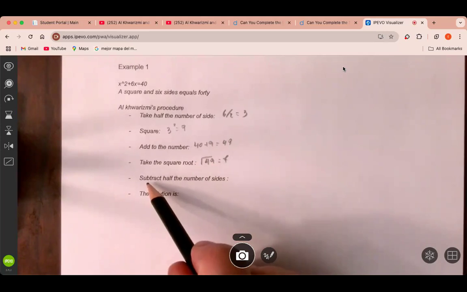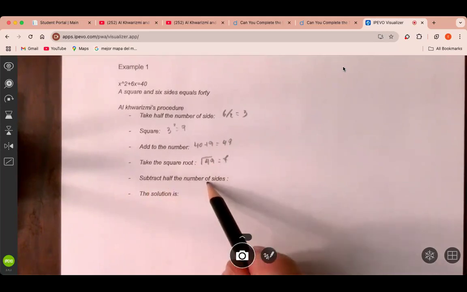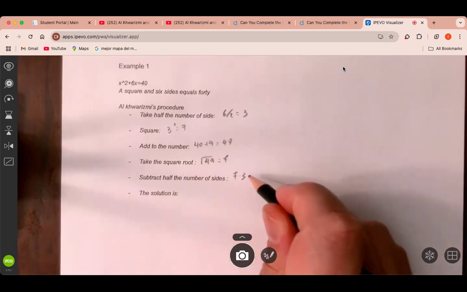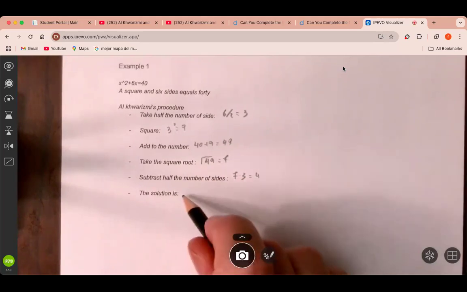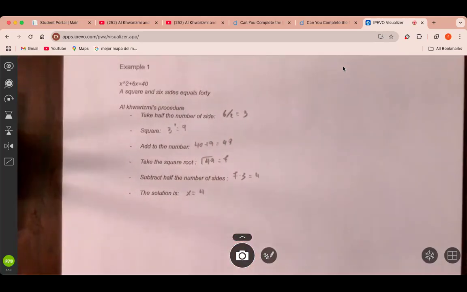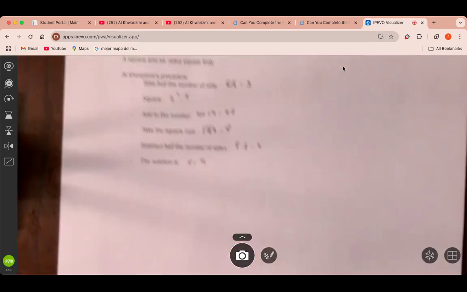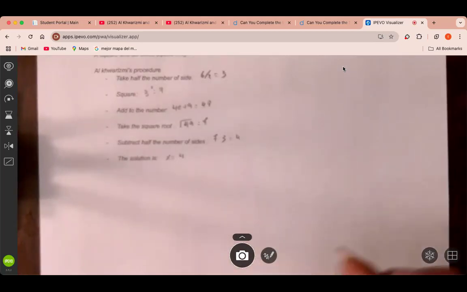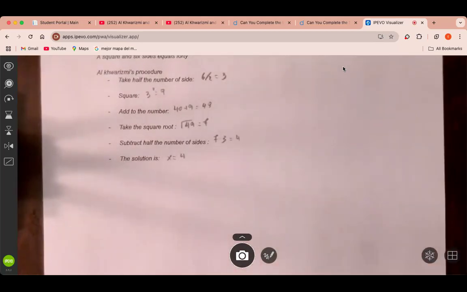And the next step is to subtract half of the number of the side. So 3 from the previous number, 7 minus 3. And this is the solution. So the solution is x equals 4. Now, for the geometric demonstration, we need to follow almost the same steps. The only thing is we need to use the square and rectangle.